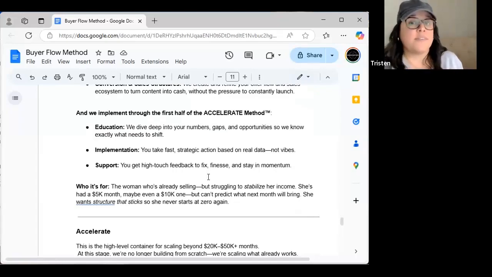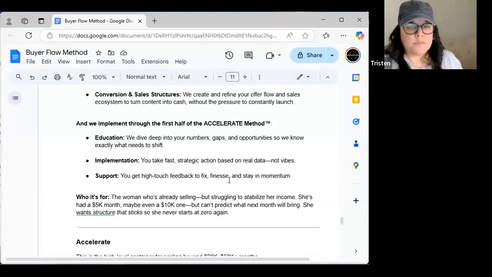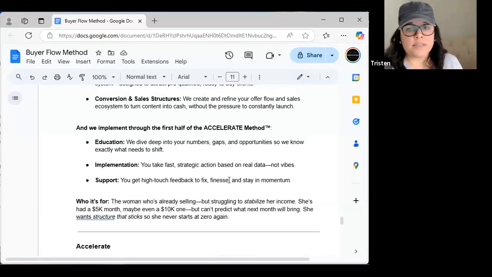So that's education, diving deep into your numbers, your gaps, your opportunities. So we know exactly where we need to shift and focus our attention. Implementation, taking that fast strategic action based on real data, not just vibes or feelings. And support. So getting that high touch feedback to fix and finesse and stay in that momentum and really capitalize on it.